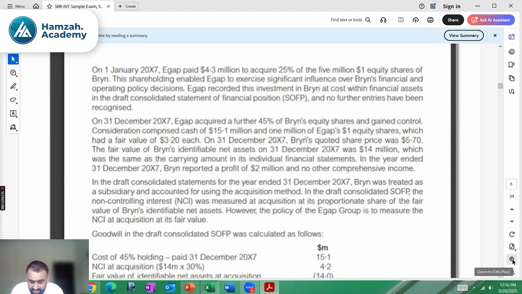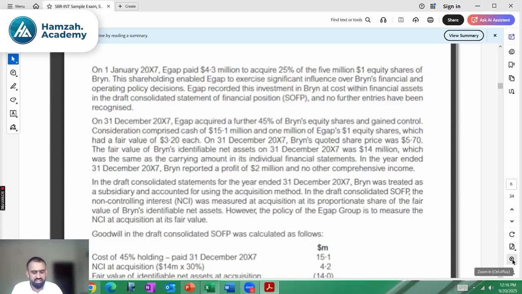At 31st December X7, the B company quoted share price was 5.7. The fair value of the B identifiable asset on December X7 was 40 million, which was the same as the carrying amount in the individual financial statement. In the year ended 31st December X7, B reported a profit of 2 million and no other comprehensive income.